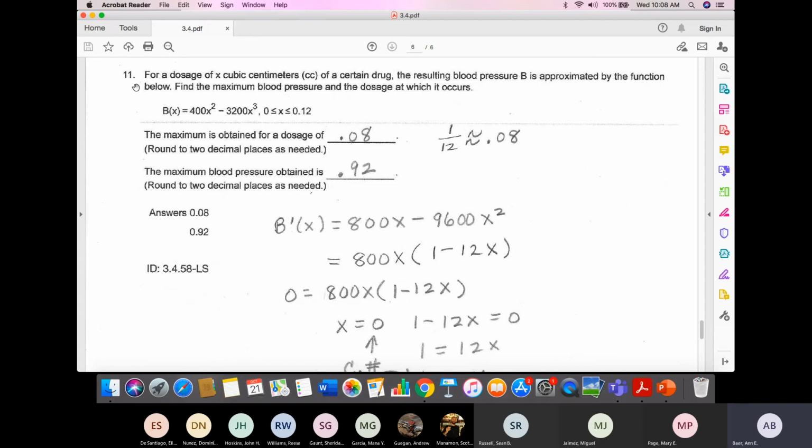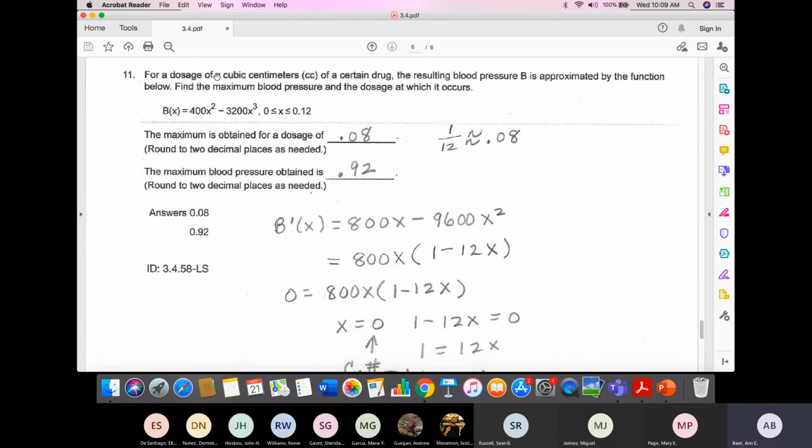So let me read it first. For a dosage of X cubic centimeters, cc, of a certain drug, the resulting blood pressure B is approximated by the function below. Find the maximum blood pressure and the dosage at which it occurs. Now you notice, here's our blood pressure function. And you will see that the interval is 0 less than or equal to X, less than or equal to 0.12. But in the context of this problem, what is X?